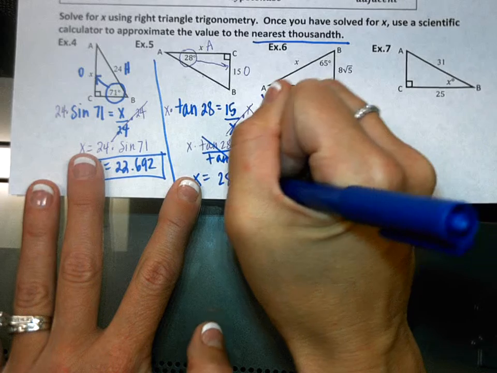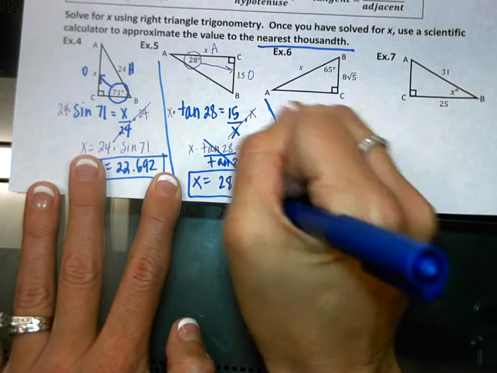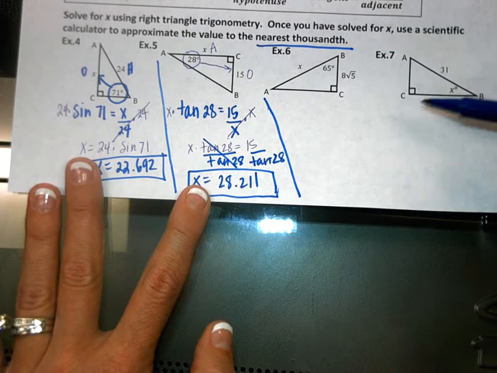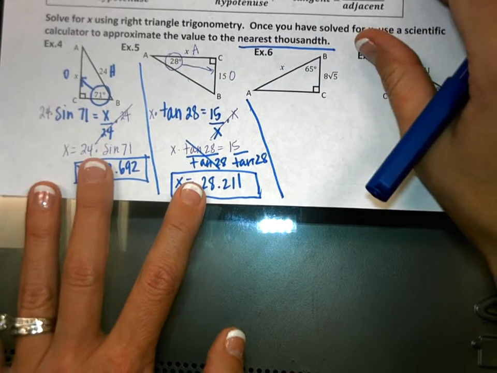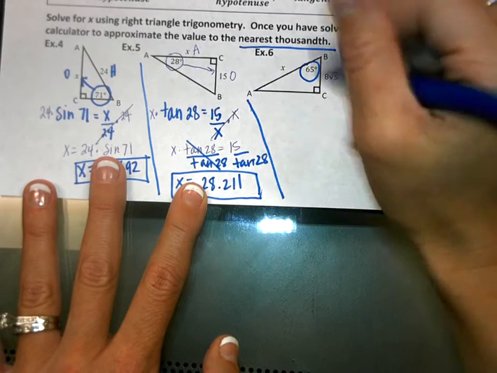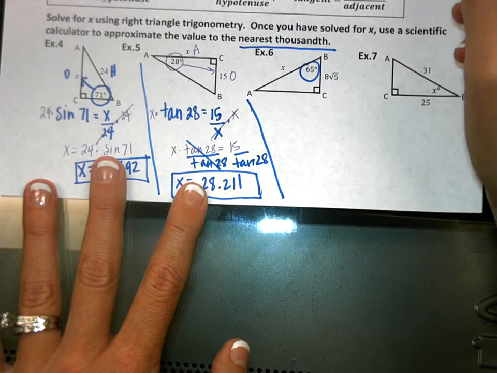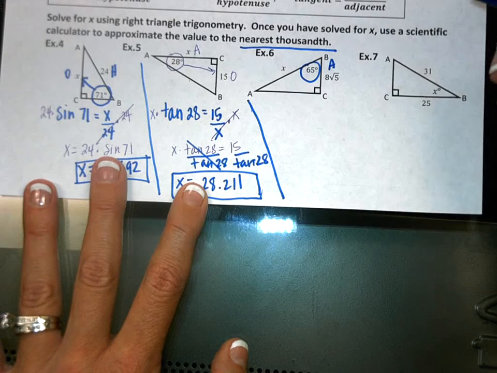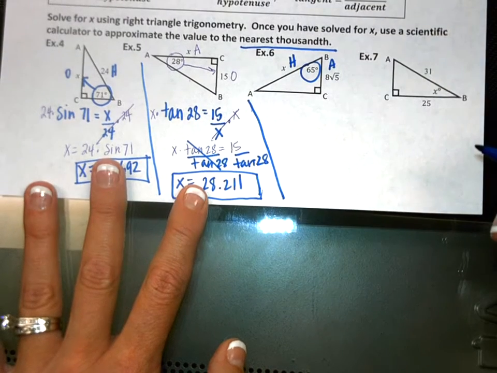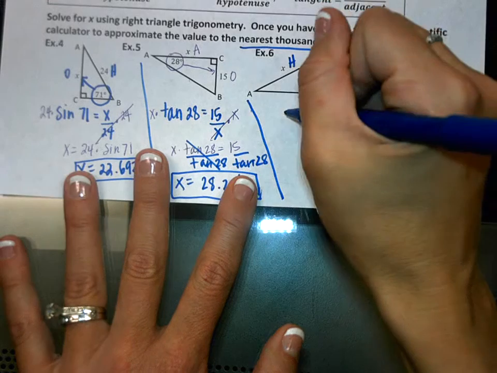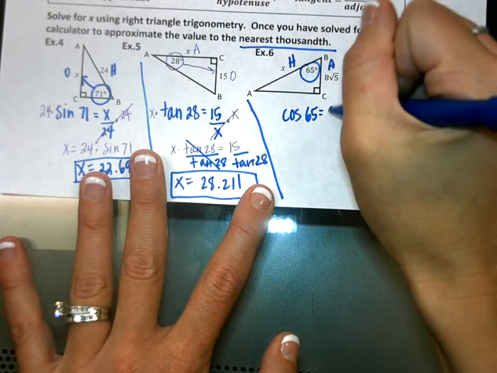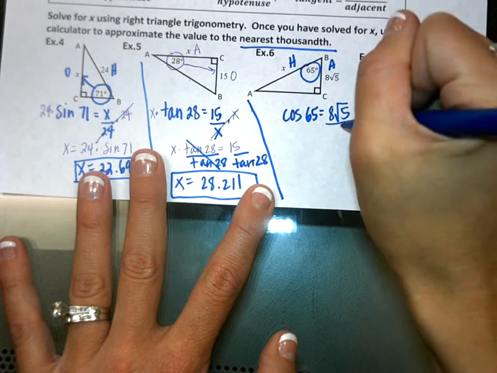Do I need to go through plugging that into the calculator again? We're all good? Okay. All right, example 6. So example 6, we have 65 degrees. What is the 8 root 5? It's the adjacent. Good, adjacent, and x is hypotenuse. So adjacent and hypotenuse will be what? Cosine. Good, cosine. So we write cosine of 65 equals adjacent, which is 8 root 5 over x.